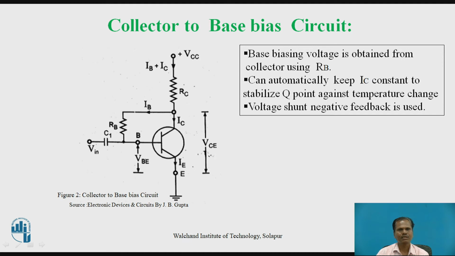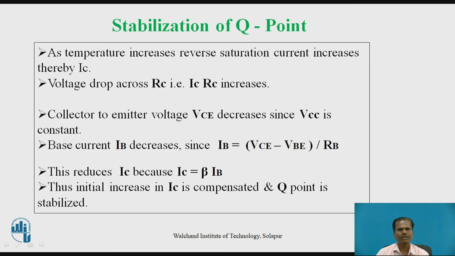So using a proper value of RB and RC, you can set a desired value of base current IB. Corresponding to that, collector current IC is set under DC working condition. So let us think about the stabilization of Q point. As temperature increases, reverse saturation current increases, and due to that, collector current increases. So voltage drop across collector resistor RC increases, that is IC into RC increases. So collector to emitter voltage VC decreases since VCC is constant.